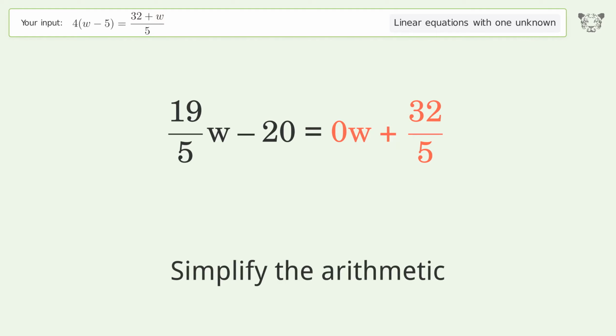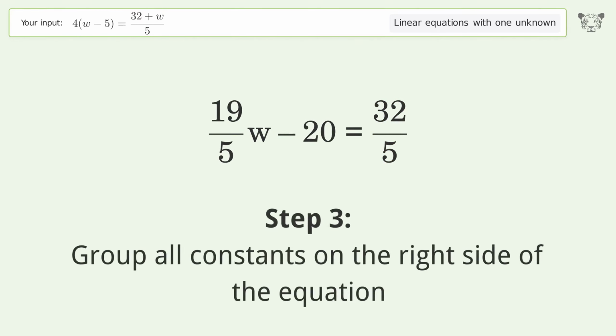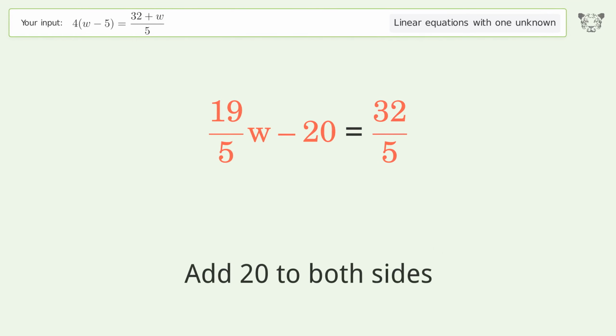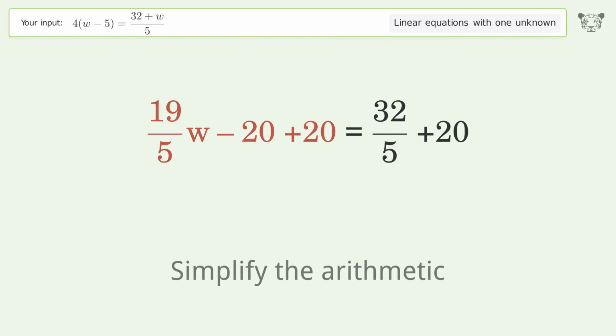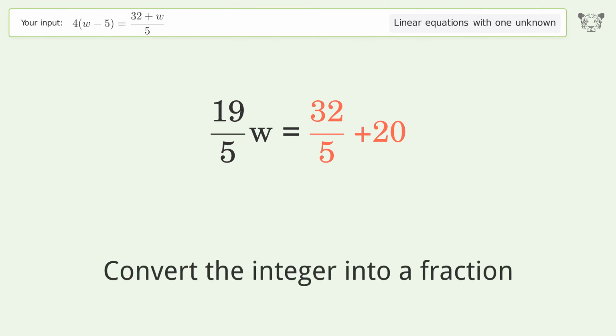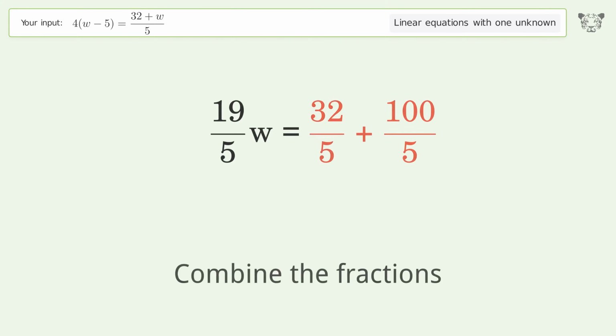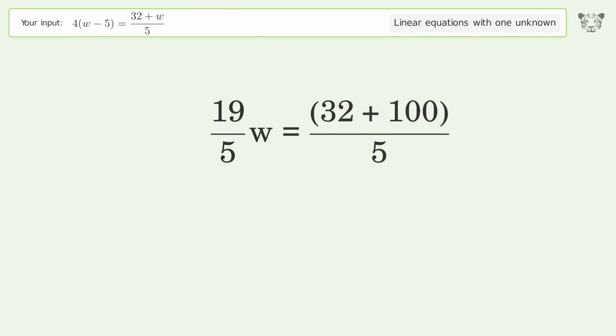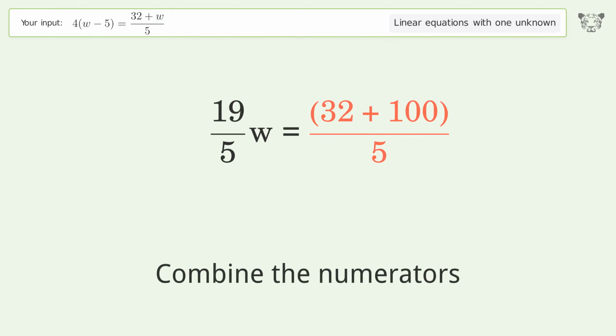Simplify the arithmetic. Group all constants on the right side of the equation. Add 20 to both sides. Simplify the arithmetic. Convert the integer into a fraction. Combine the fractions. Combine the numerators.